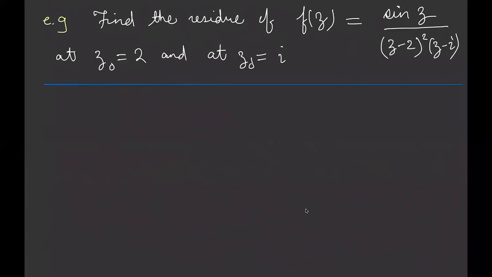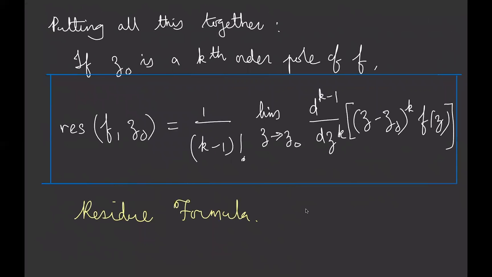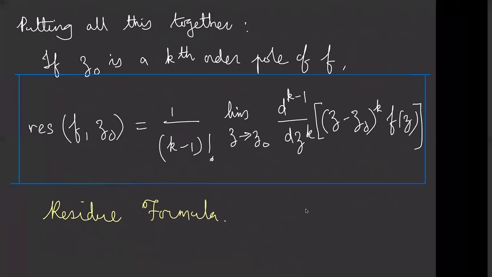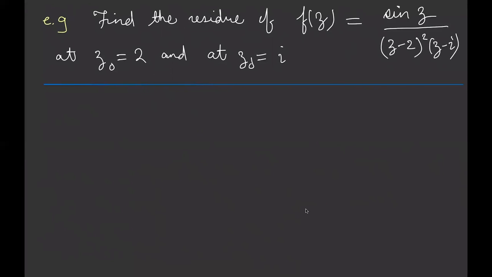Okay, so let's just do an example before we get to the main result, which is the residue theorem, which is going to link this to integrals in a very, very nice way. Let's make sure that we understand how to calculate the residue. So let's look at this function here: sine z over (z minus 2) squared times (z minus i). You're asked to find the residues at these two points, z0 equals 2 and z0 equals i. Well, why is that?